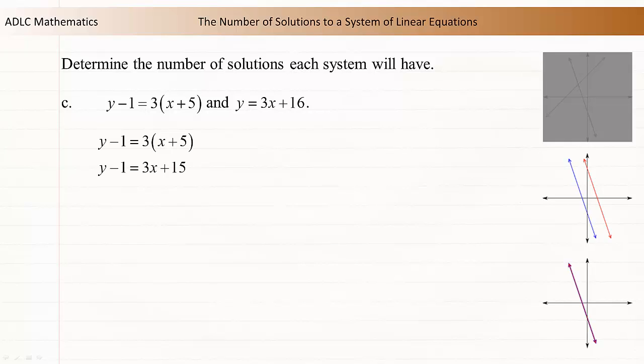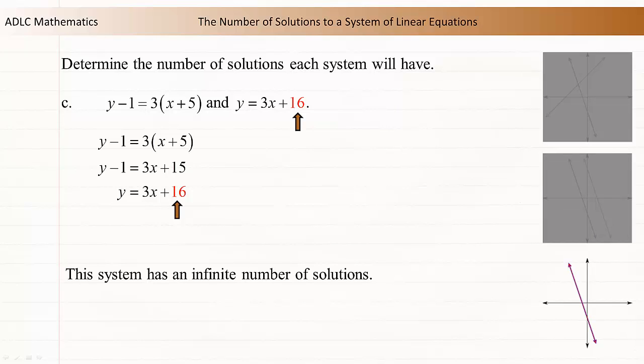Multiply the 3 through the brackets. 3 times x is 3x, 3 times 5 is 15. Add 1 to both sides of the equation. The equation is now in slope-intercept form. The y-intercept is 16 for both lines, so they are coincident. This system has an infinite number of solutions.